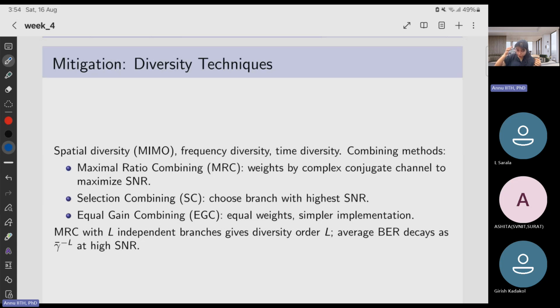Maximum ratio combining weights by the complex conjugate of the channel to maximize SNR. Selection combining chooses the branch with the highest SNR. Equal gain combining uses equal weights for simpler implementation. MRC with L independent branches keeps diversity order L, and average BER decays as gamma to the power minus L at high SNR.